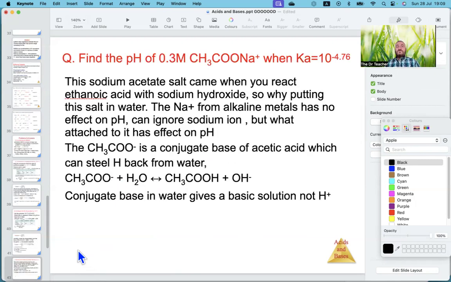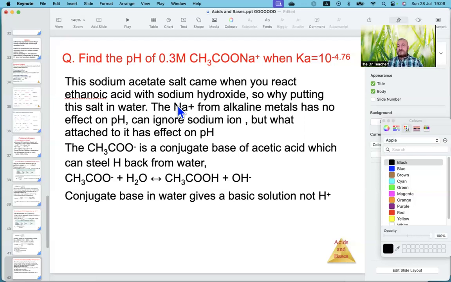Find the pH of 0.3 molar CH3COO plus when Ka equals, okay, now let's see what this is. This is an already dissociated product. So now the sodium acetate salt comes when you react ethanoic acid with sodium hydroxide. So why put this salt in water? The sodium from the alkali metals has no effect on the pH.